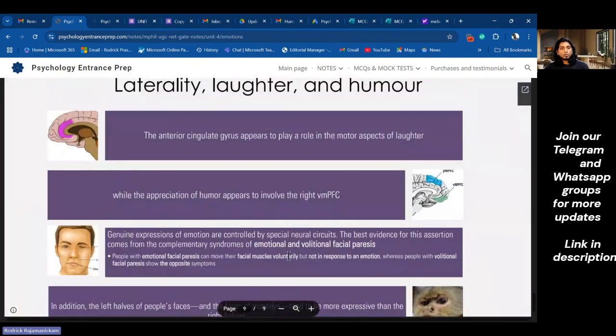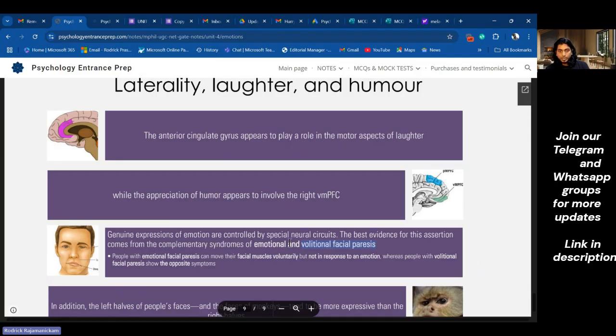So there are two types of paresis: emotional and volitional paresis. In emotional paresis, they may not be able to express an emotion, but they may move their facial muscles voluntarily otherwise. On the other hand, when you ask people to move their facial muscles voluntarily, people with volitional facial paresis may not be able to do so. But when they have an emotion, they may automatically smile. They may make facial expressions. But if you ask them to do it voluntarily, they may not be able to do so.